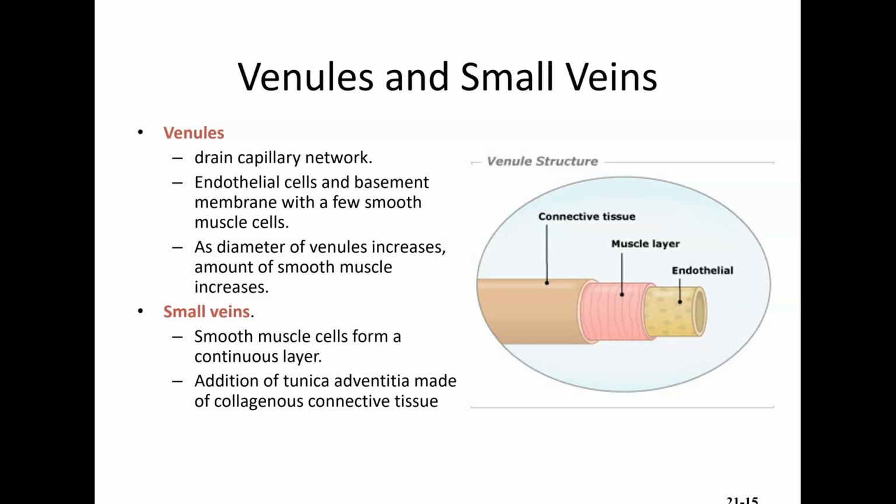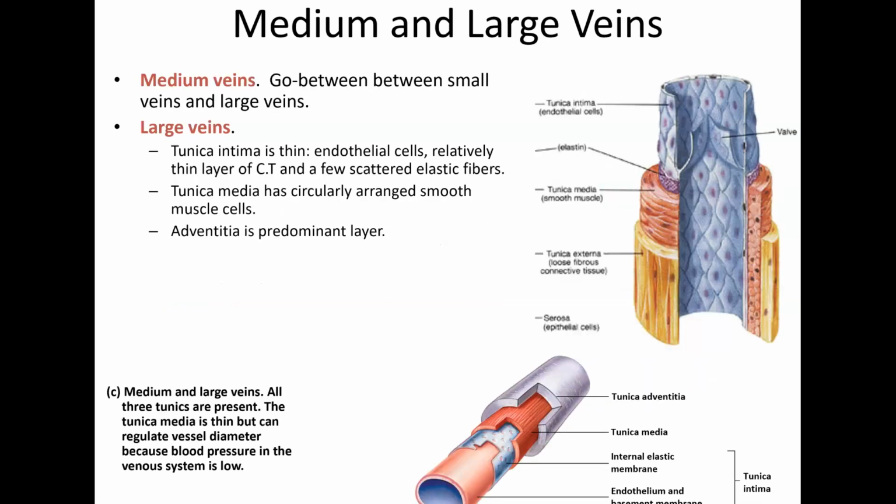The next subcategory are small veins. Here, again, we will see more smooth muscle within that tunica media as we increase the size of our veins. And our tunica adventitia or externa will be made up of more of a collagenous connective tissue. Our medium veins are going to go between our small veins and our large veins. Nothing to add there, except that once again, as we go larger in diameter, we will have a larger tunica media.